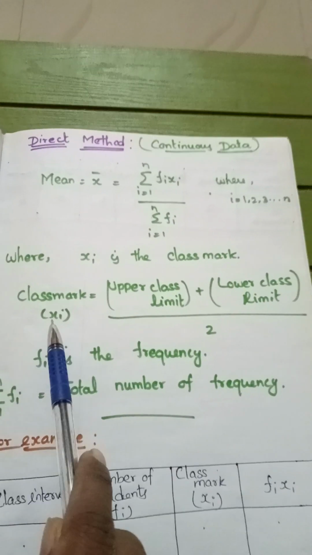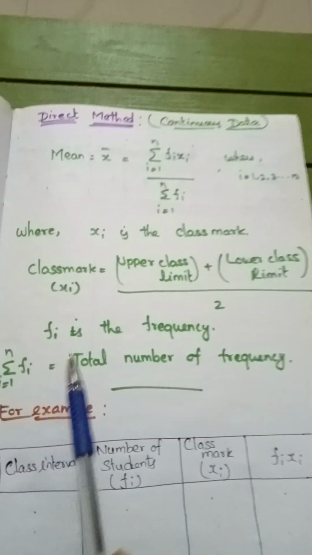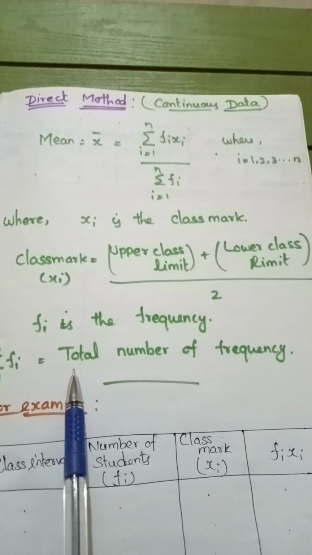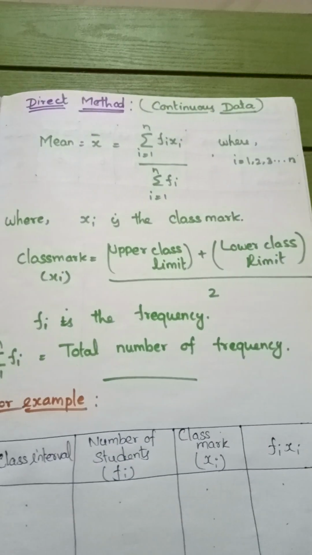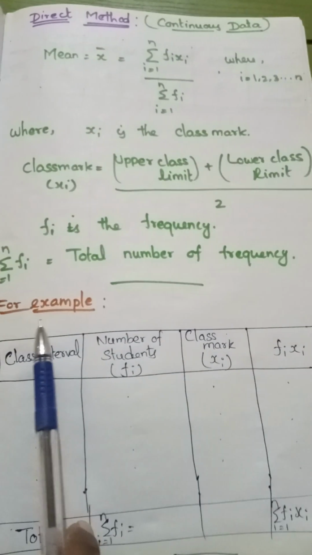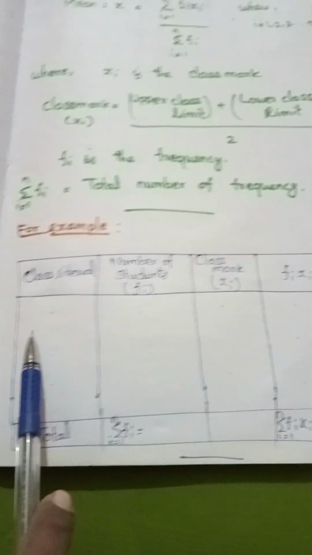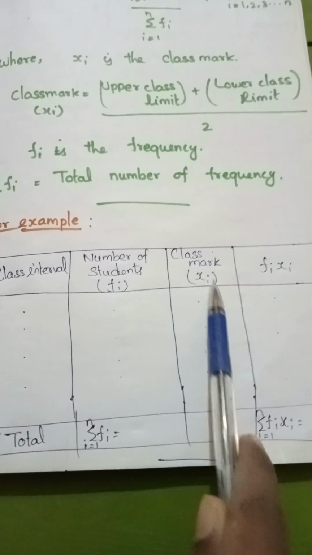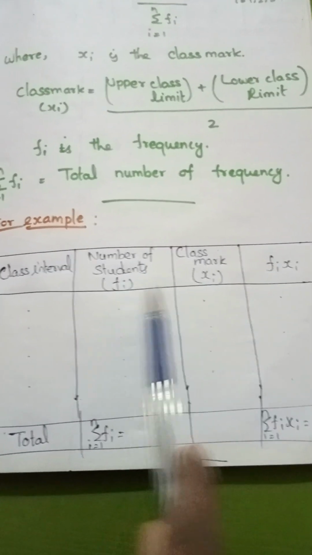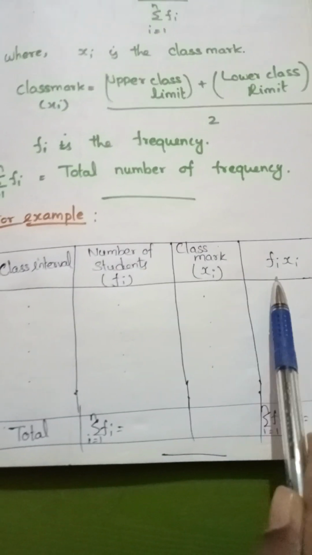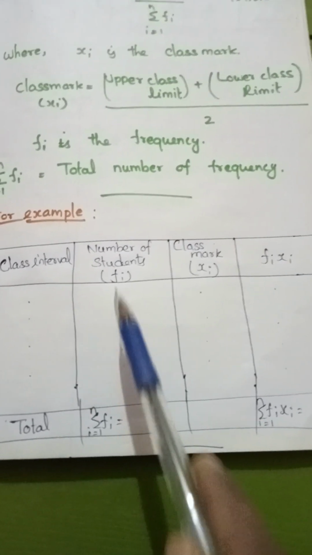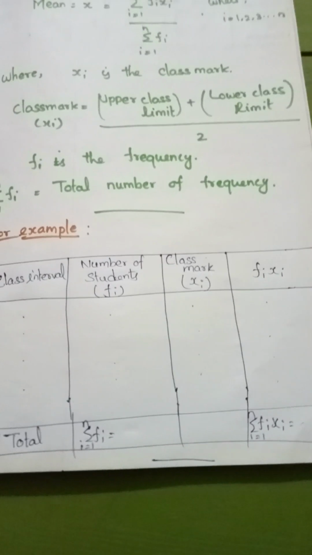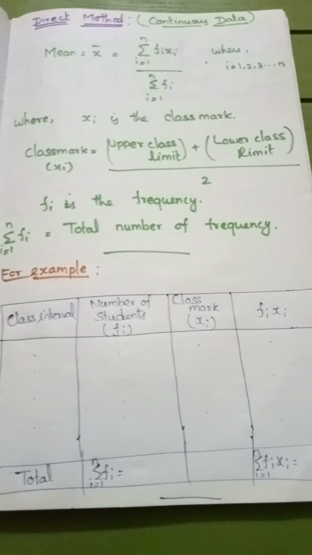This averages only the class mark xi, since this is continuous data, and fi is the frequency. Summation i equals 1 to n of fi equals the total number of frequencies. For example, you make the table: class interval, number of students fi, class mark xi, and fi into xi. You will get the total number of frequencies and the total of fi into xi. Substitute into the formula and you will get the mean value x bar.